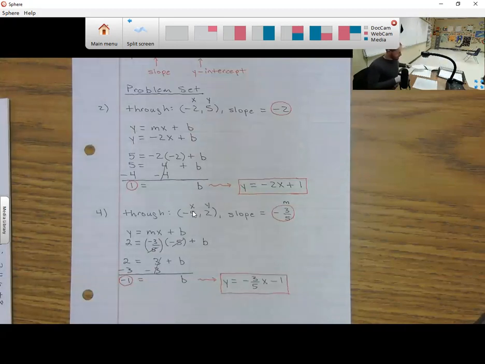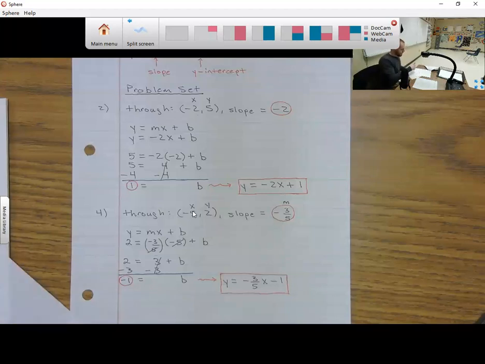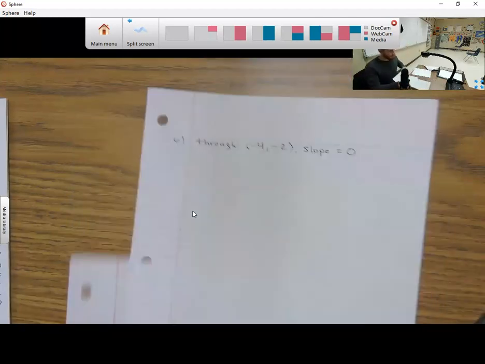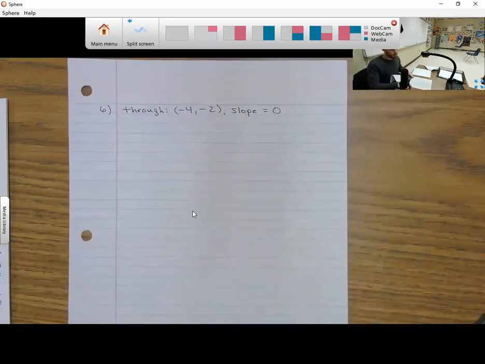All right. The next one I want to do is kind of different. It's going to be number 6. So for number 6, this line is going to go through the points negative 4, negative 2. And the slope is actually going to be 0 this time. So think about that. What does it mean to have a slope of 0? What is that line going to look like? Okay, I'll let you think about that.